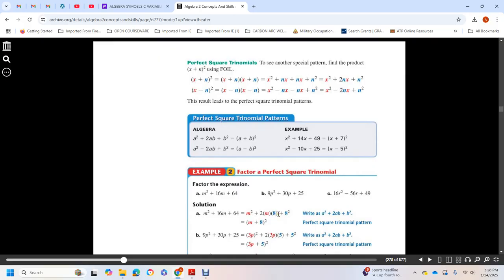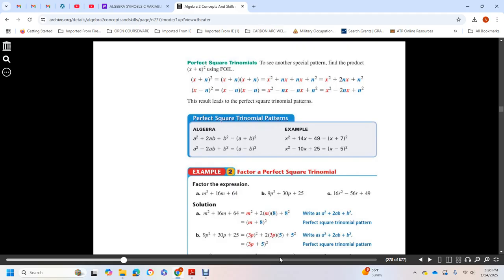Perfect square trinomials. Let's do another special pattern. Find the product of x plus n squared using FOIL. x plus n squared equals x plus n times x plus n, which equals x squared plus nx plus nx plus n squared, equaling x squared plus 2nx plus n squared. Or x minus n squared equals x minus n times x minus n, which equals x squared minus nx minus nx plus n squared, equaling x squared minus 2nx plus n squared.